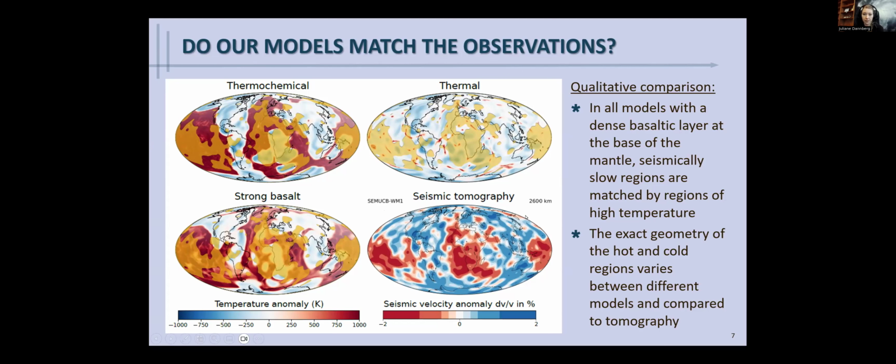And all of these are slices at 2,600 kilometers depth. Here, red is slow and blue is fast. And then for all of these other panels, I've also added as an overlay in yellow wherever we have slow velocities in the tomography. What we can see is that in the models that do have this basaltic layer at the base, we do get a somewhat reasonable agreement between where we have the slow regions in the tomography and the hot regions in our models. But in the model that doesn't have this dense layer at the base, the patterns look really different. And so there's really not a good agreement. So in the following, I will only talk about the models that do have this dense layer.